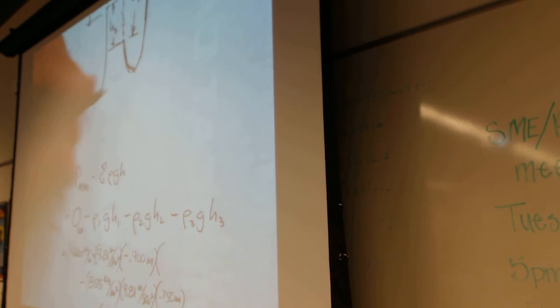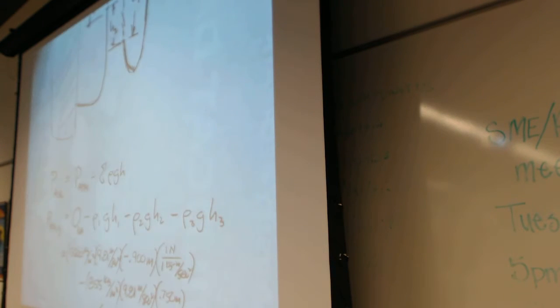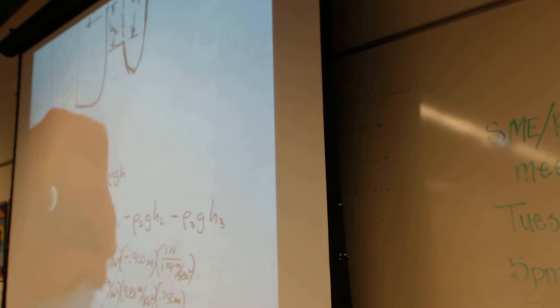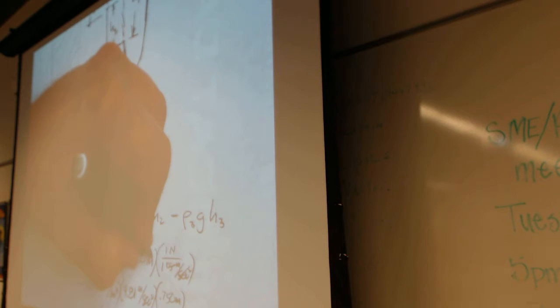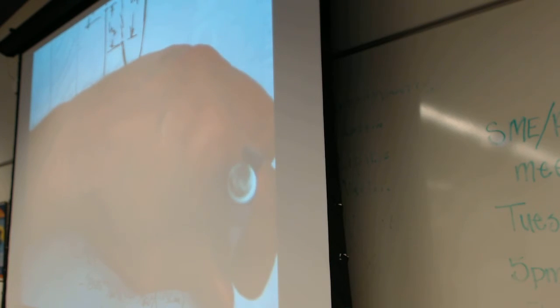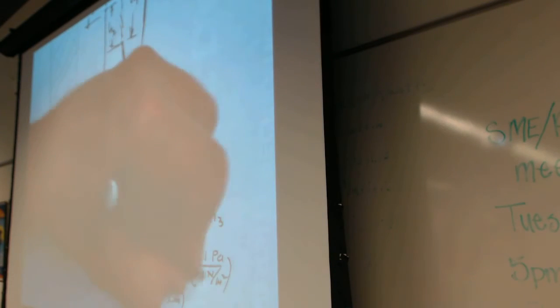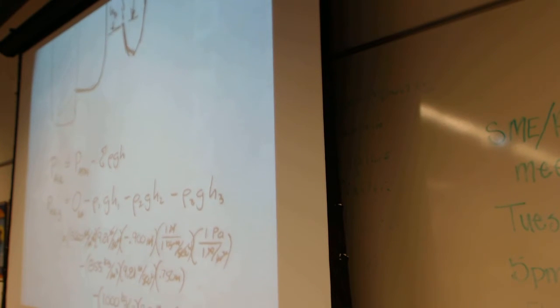Kilogram meter per second squared is a Newton. And we have a meter here that's going to cancel one of these and leave me with a squared. So I get newtons per meter squared, and I can say 1 Pascal is 1 Newton per meter squared. And we're left with units of pascals, which is what we were hoping for.